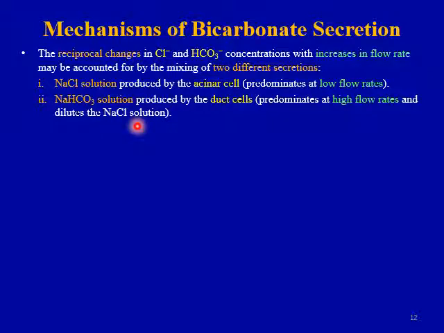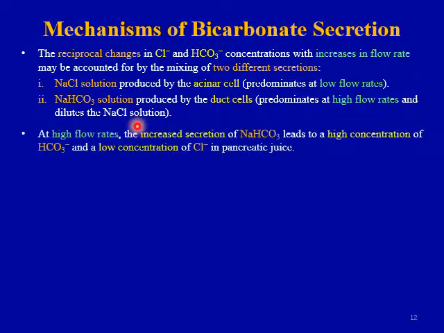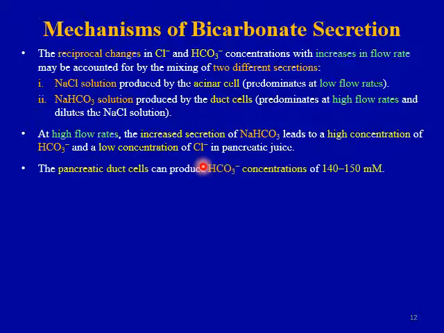Under stimulation, the amount of bicarbonate in the fluid released by the duct cell will dilute the sodium chloride. At high flow rates, the increased secretion of sodium bicarbonate leads to a high concentration of bicarbonate and a low concentration of chloride in the pancreatic juice. As I said, with increasing flow rate, chloride concentration will decrease and bicarbonate concentration will increase in the pancreatic juice. The pancreatic duct cells can produce bicarbonate concentrations of 140 to 150 millimolar.